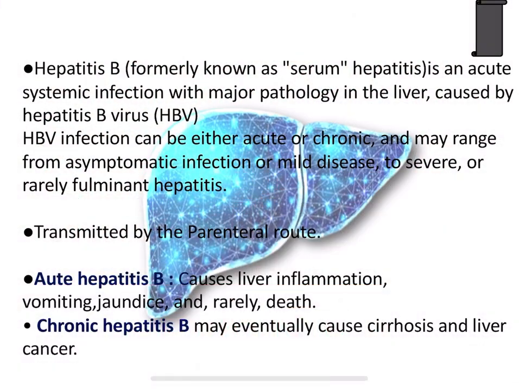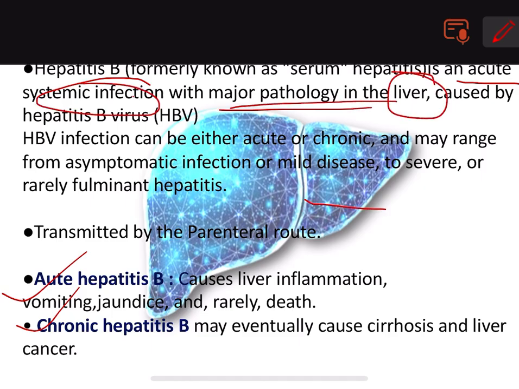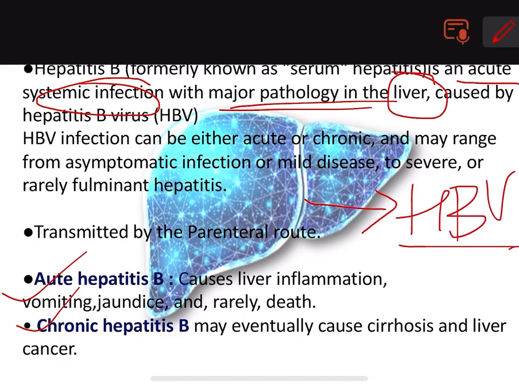The viral hepatitis B was formerly known as serum hepatitis. So previously they used to call hepatitis B as serum hepatitis. It is an acute systemic infection with a major pathology in the liver. So we know that it can be acute as well as chronic infection. It is a systemic infection. There is a major pathology in the liver. So hepatitis B virus commonly causes pathology in the liver.